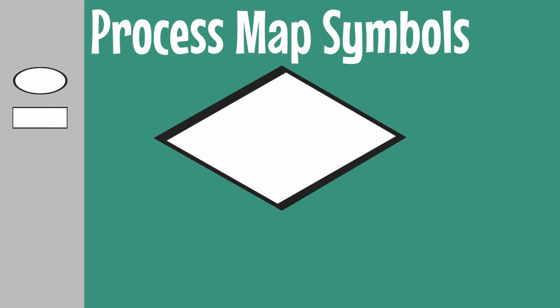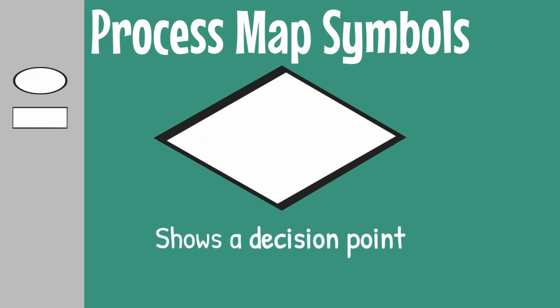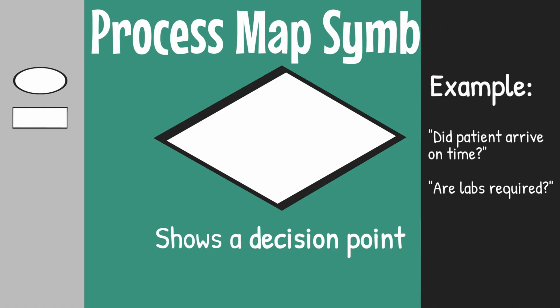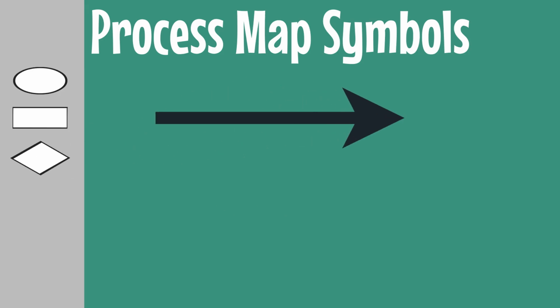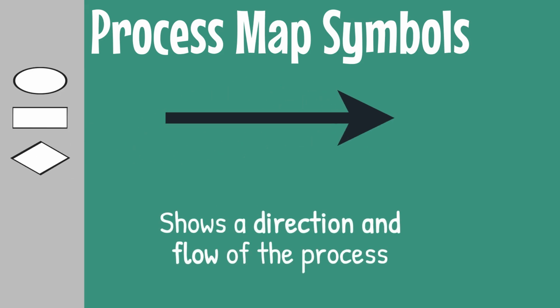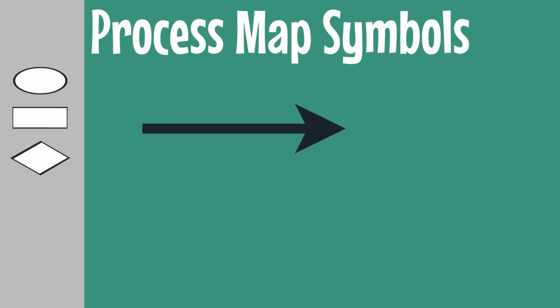Diamond. A diamond shows a decision point. This is a moment where something branches based on a yes, no, or either/or outcome. For example, did the patient arrive on time? Or are labs required? Arrow. Arrows show the direction and flow of the process, what happens next, and how the steps are connected.